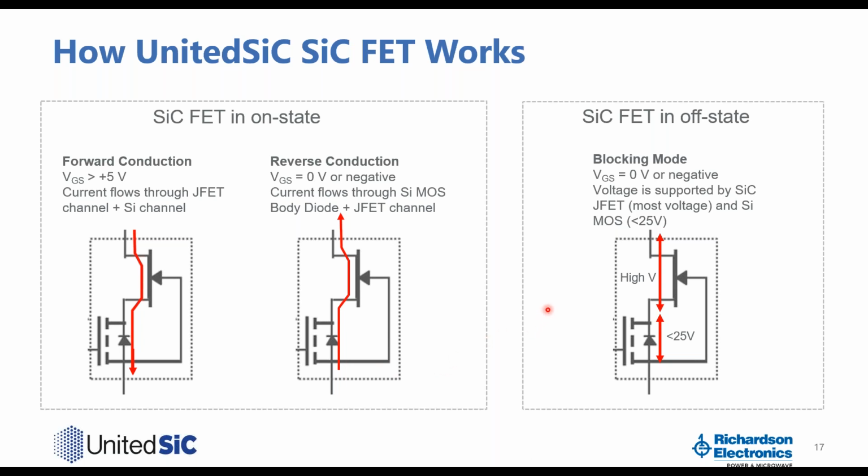Now, in the off state blocking mode, the VGS is 0 volts or negative, so the silicon MOSFET is turned off. So it will support less than 25 volts, and because the two chips are connected in a cascade fashion, this will be providing a negative 20 volts gate bias to the silicon carbide JFET, and this turns off the silicon carbide JFET, so the JFET can support all the high voltage. And as a result, this silicon MOSFET does not see any high voltage stress during the blocking mode.